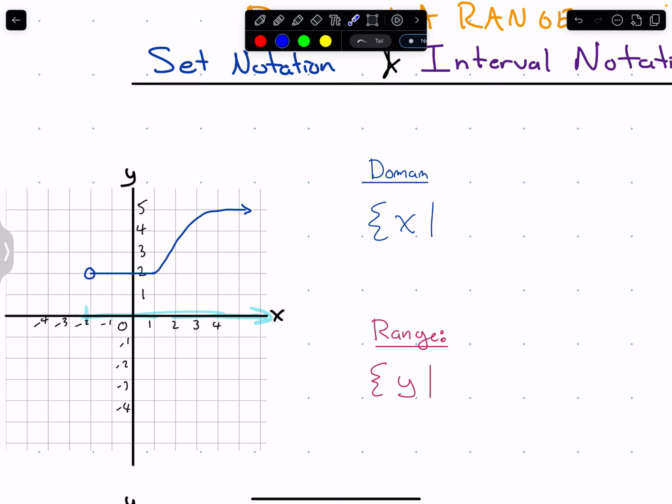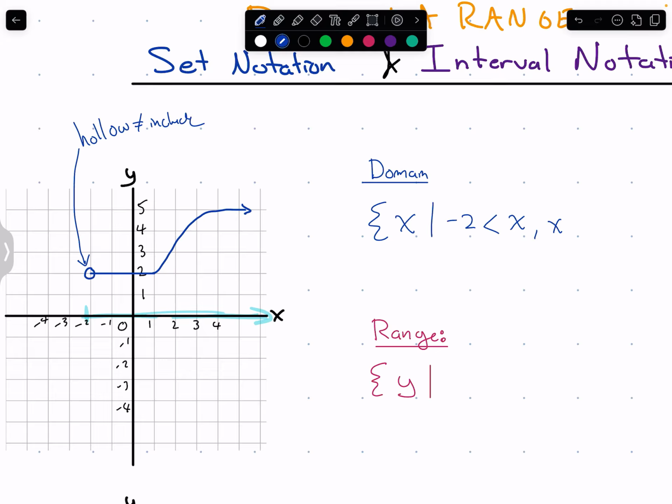They start at -2, so that will be my smallest value, and then I have to say, do I include it or not when I write my inequality sign. In this case, I do not include -2 because I have a hollow hole. So hollow means do not include. Then I say x is a real number, and I close my bracket. Real numbers are signified by the line.